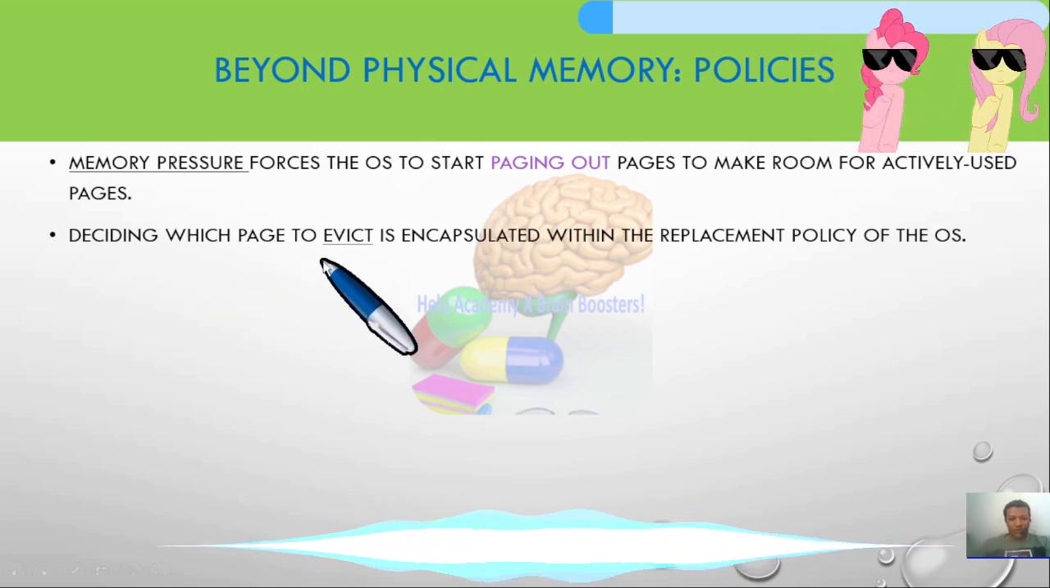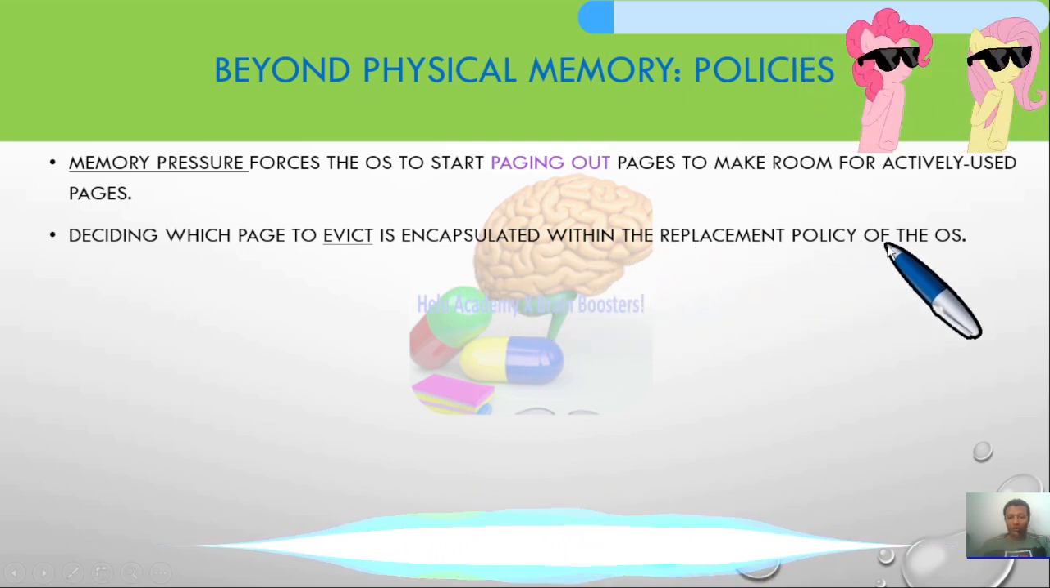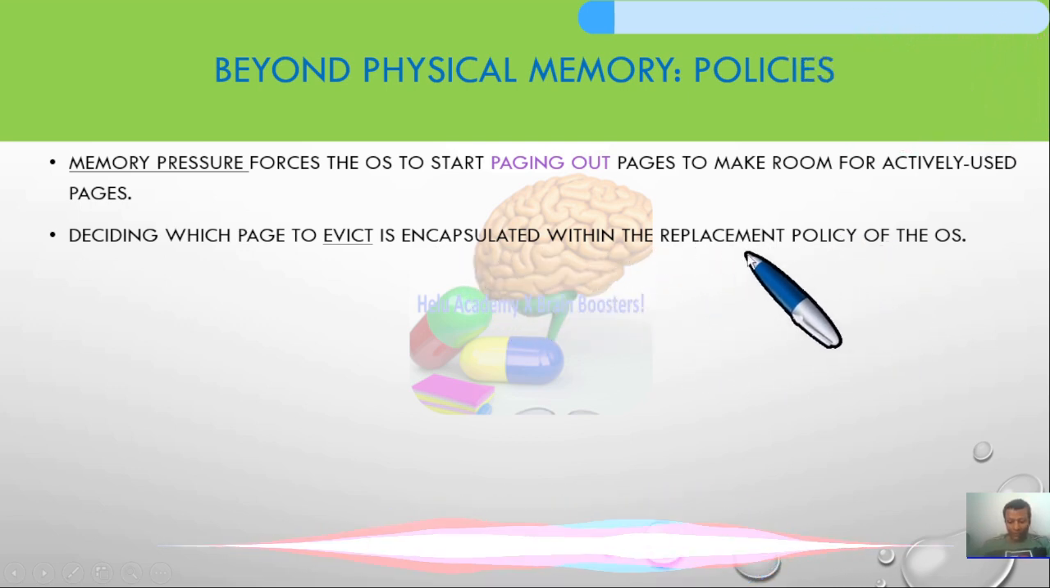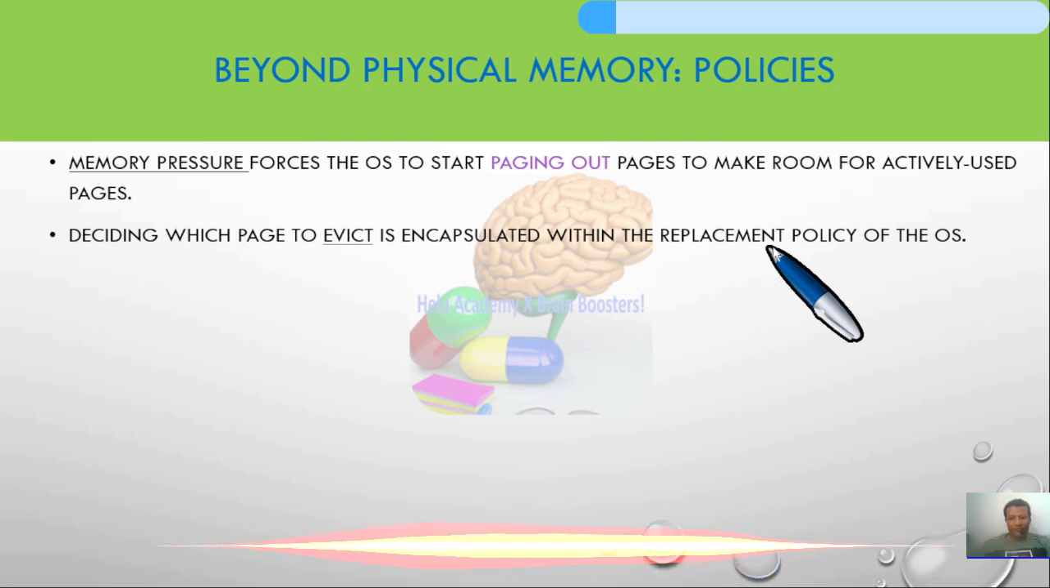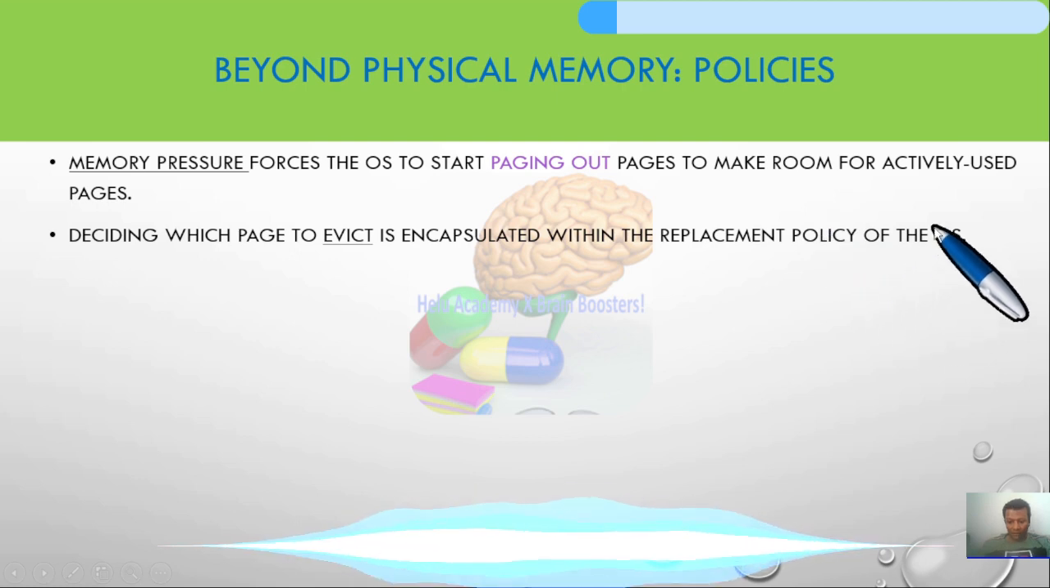Deciding which page to evict is encapsulated within the replacement policy of the operating system. So we have a lot of policies which decide what should be swapped, what should be evicted, and what should be inserted into the RAM. Everything is under the policy of the operating system.